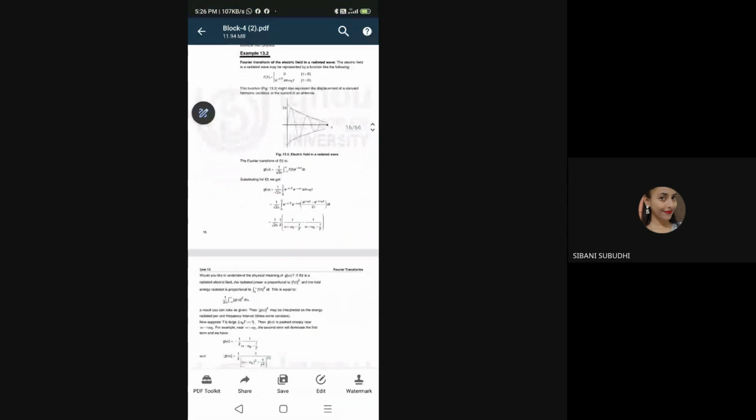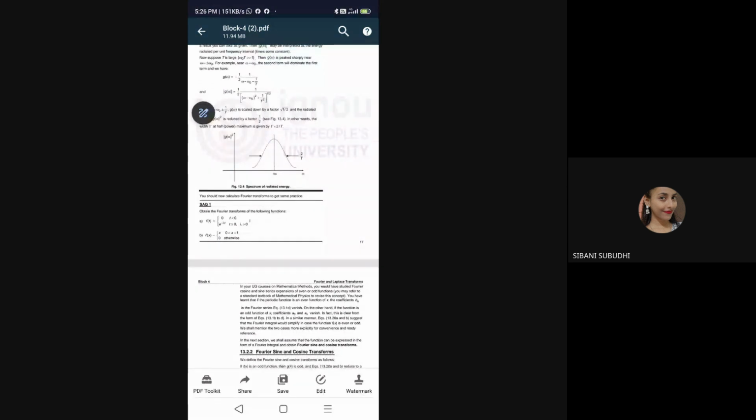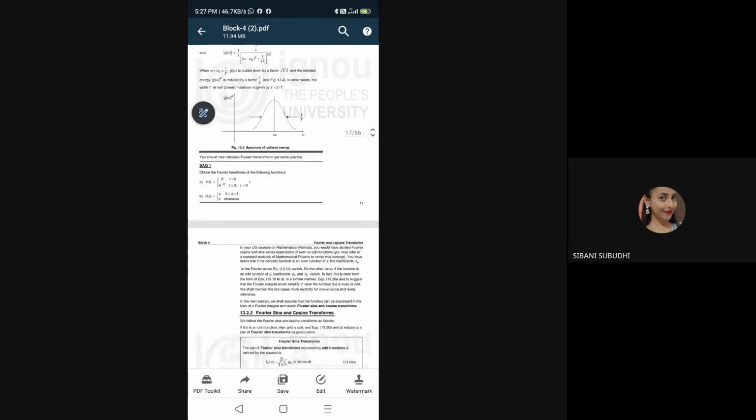Then Fourier transform of the electric field in a radiated wave shown on the screen. Then you can obtain the Fourier transform of the function f(t) is equal to 0 when t is smaller than 0 and is equal to e to the power minus lambda t when t is greater than or equal to 0, and lambda is greater than 0. And your f(x) is equal to x when 0 is smaller than x smaller than 1, and 0 otherwise.